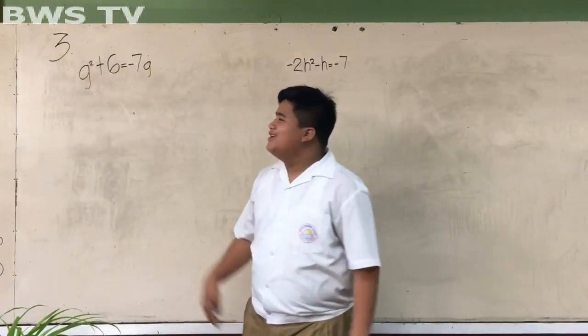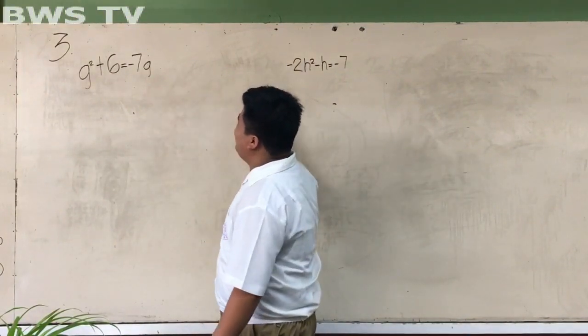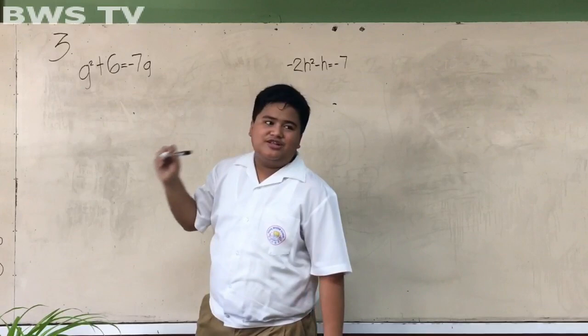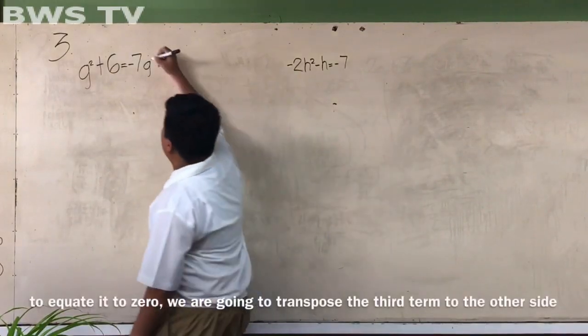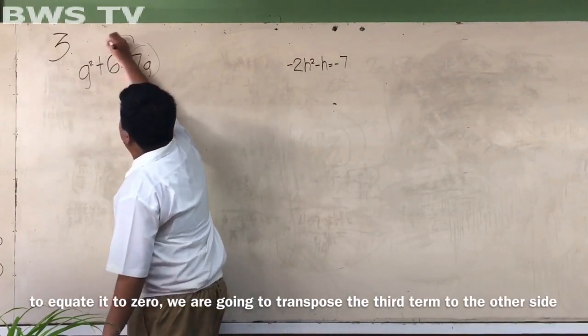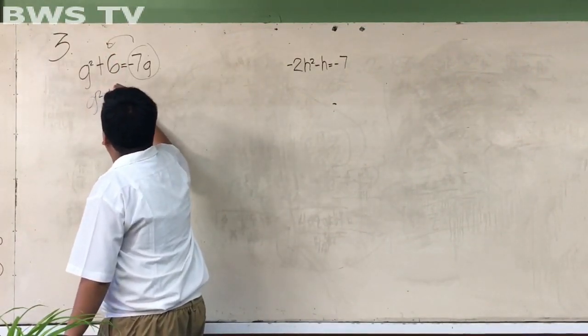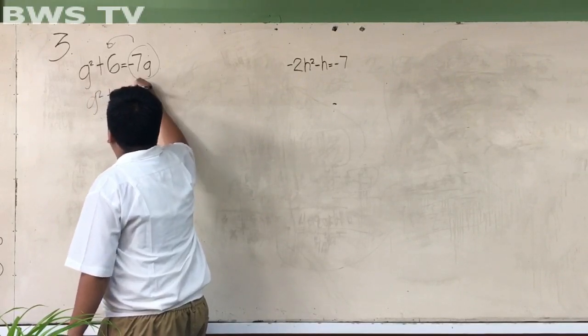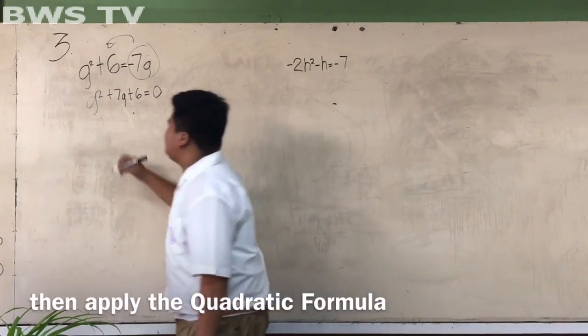Example number 3. In example number 3, one term is on the other side of the equal sign. What we are going to do is equate it to 0. How? To equate it to 0, we are going to transpose this to the other side. So it will be g squared plus 7g plus 6 is equal to 0. Then apply the quadratic formula.